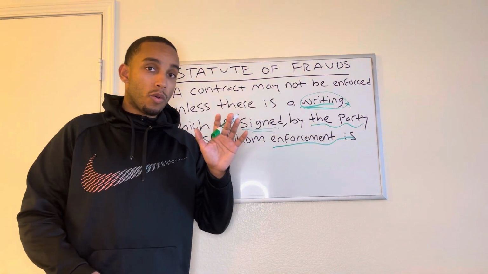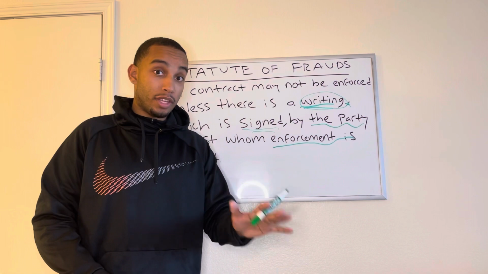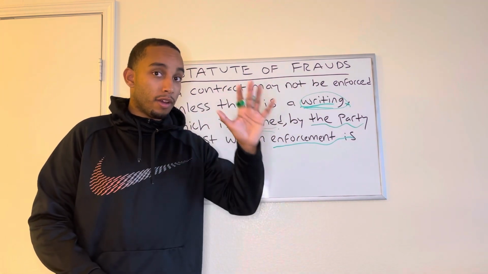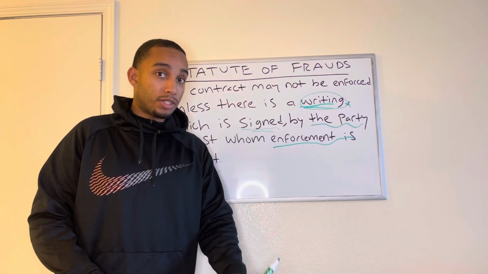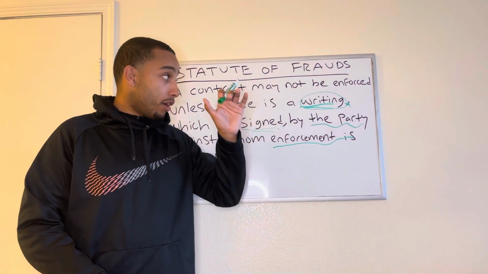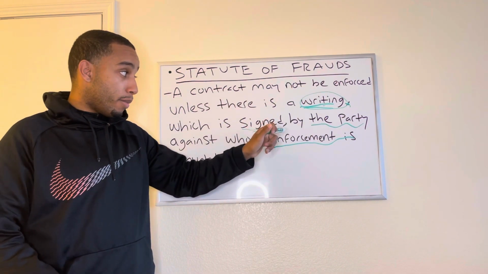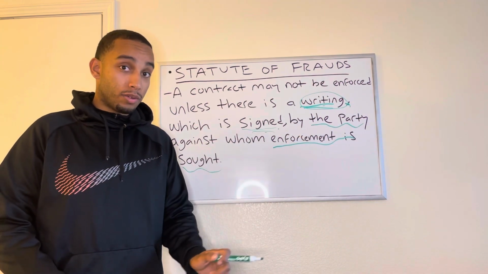So remember, I keep emphasizing this because this is really critical. I even have my classmates get this kind of confused. There has to be a contract first. This is a defense for that contract. If either party breaches that contract and backs out, there must be a writing that is signed by the party against whom enforcement is sought too.